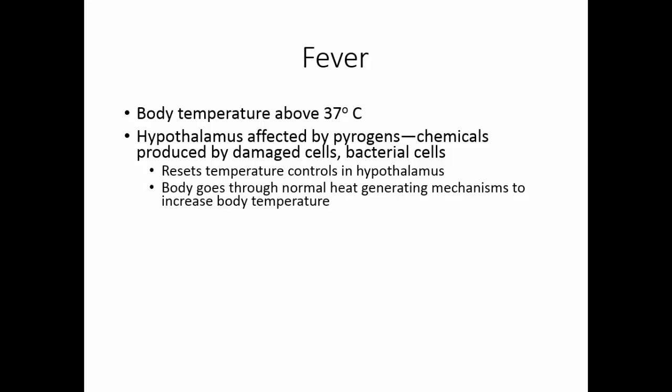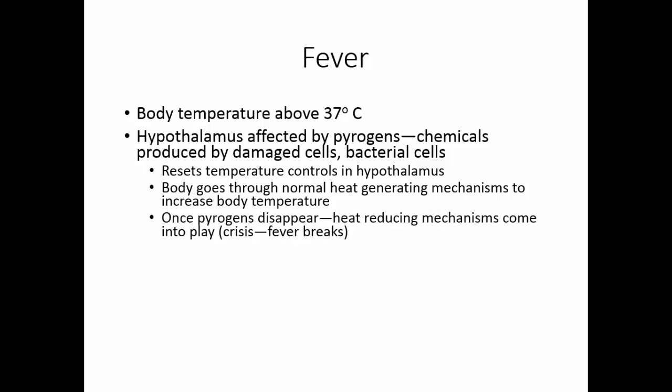When your body thinks it's too cold, because now the hypothalamus thinks your body temperature should be 102 instead of 98.6, the body goes through all of the normal heat generating mechanisms. The blood is pulled deep into the organs, so people look pale. They begin to shiver because they're trying to generate heat, so they have the chills.